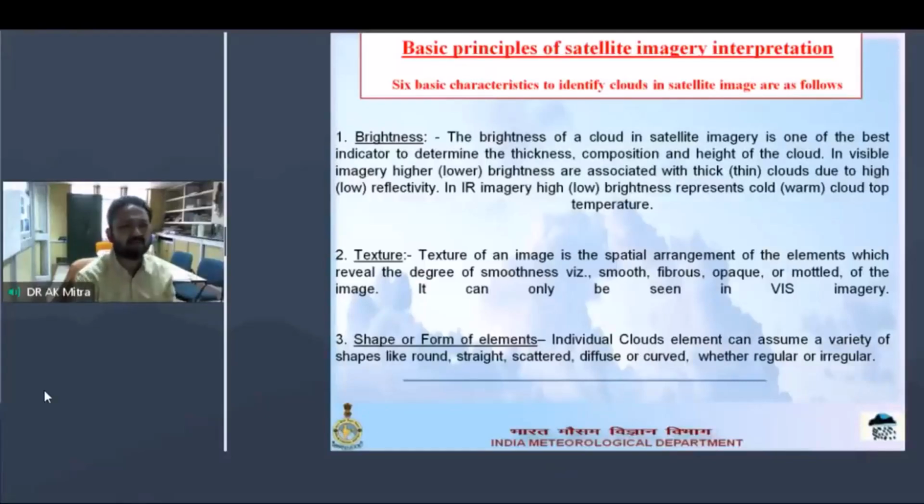Now, what are the basic principles of satellite imagery? What do you look into? There are 6 basic characteristics which we look at in IMD. First is the image that you are seeing from IR and visible. We need to see the brightness. How bright the cloud is on imagery is one of the best indicators for determining its thickness. Second is texture. What kind of texture it is, what is the spatial arrangement of the elements, what degree of smoothness there is, and whether it is opaque or mottled, as can be seen in visible imagery. And then shape, which is also most important, the shape and form of the elements.